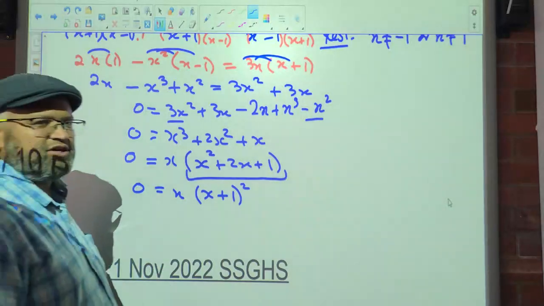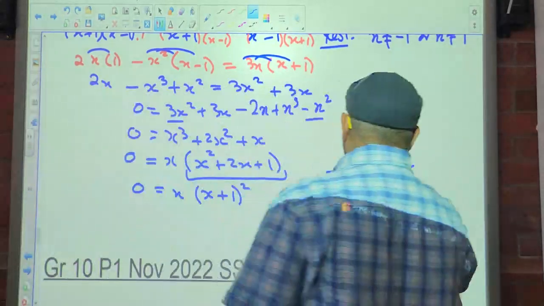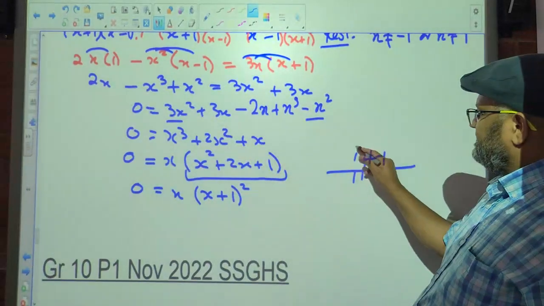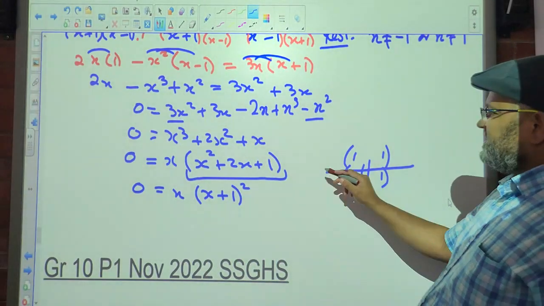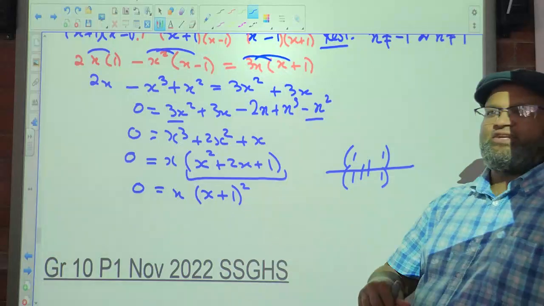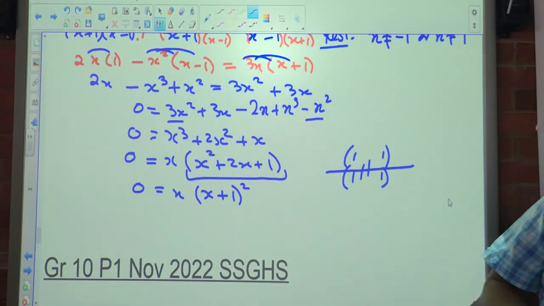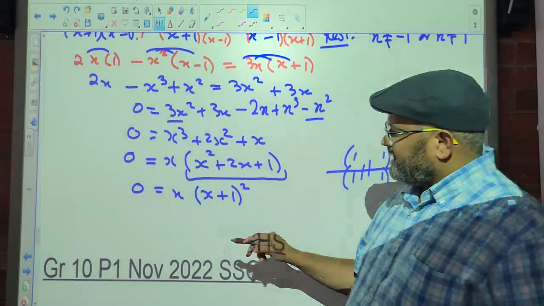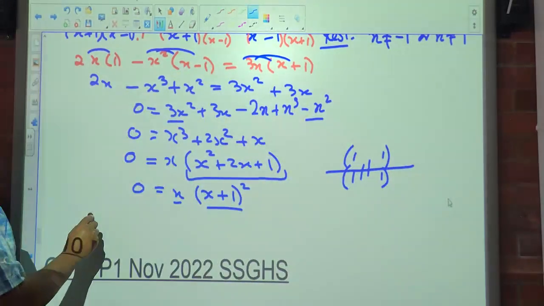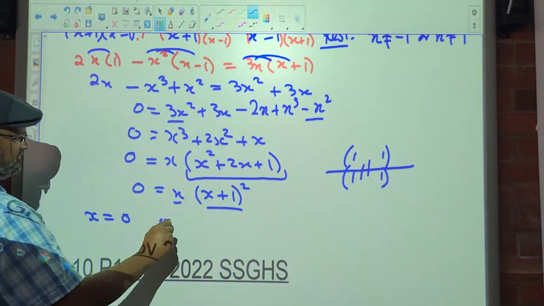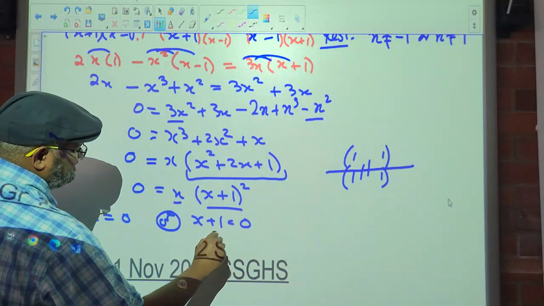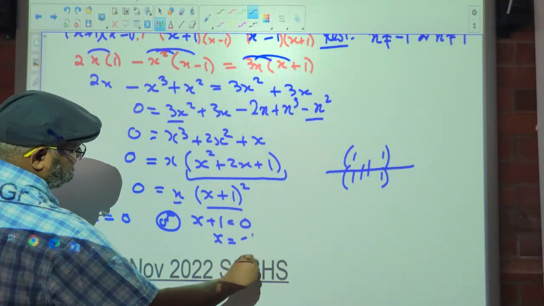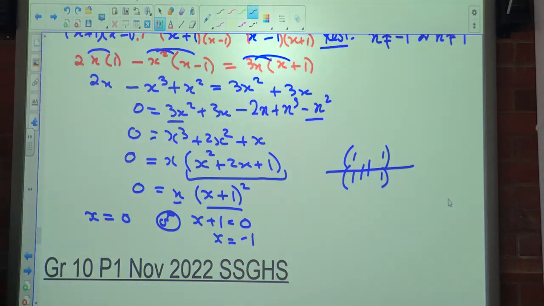Or if you didn't know that, you can take it to the product line. The product is 1 and 1, 1 and 1. We add or subtract? Of course we add. So instead of writing it as x plus 1 squared, you would have written it as x plus 1 times x plus 1. Okay. So we set each factor equal to 0, so x is equal to 0 or x plus 1 squared is equal to 0, take the square root thereof, and then you take this over. So x is equal to negative 1.